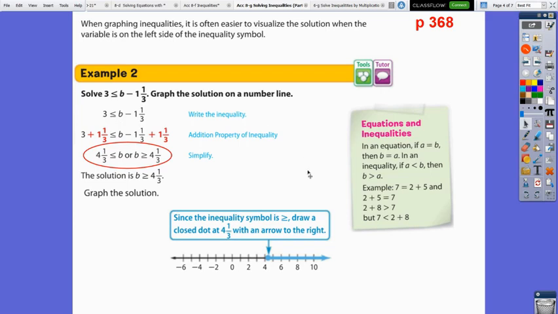All right, so you're allowed to switch the sides anytime, but if you switch the sides of an inequality, you have to switch the direction of the inequality sign. So this one, add 1 1/3 to both sides.